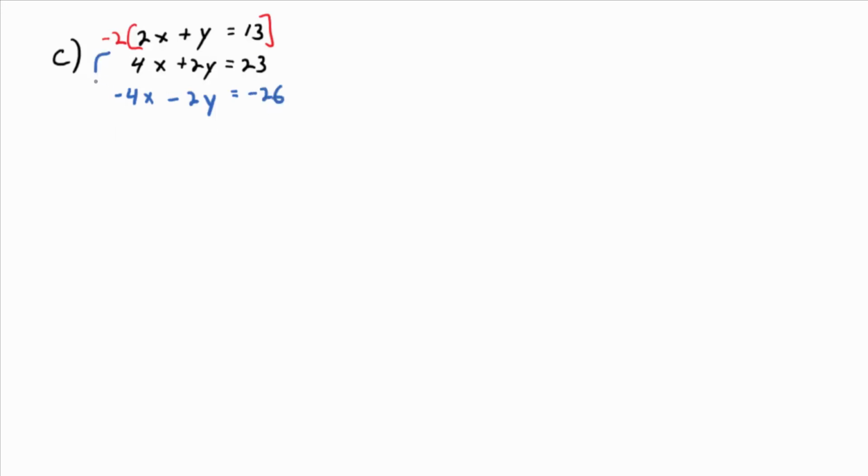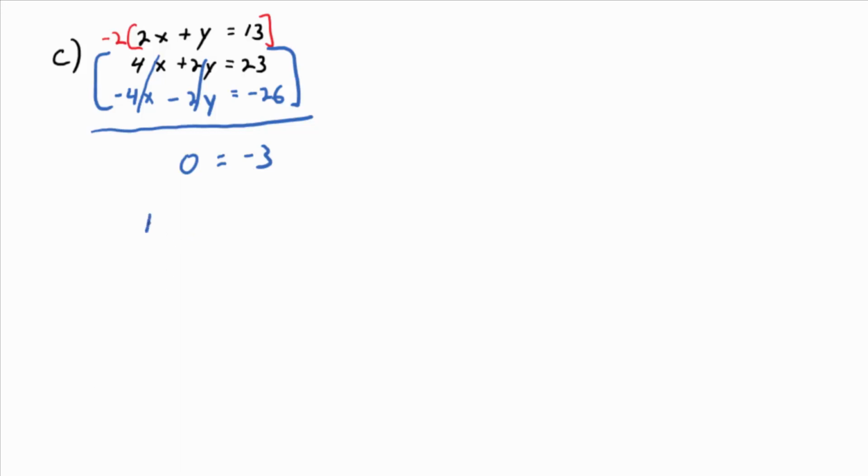So now I'm adding these two equations together, right? But what happens? We get 0 on the left side equals negative 3 on the right. Sure, right? Yeah, 0 equals negative 3. No, wait, that's not true at all, is it? So what do you think is happening here? Do you think there's going to be infinitely many solutions? No solution? One solution? What do you think?